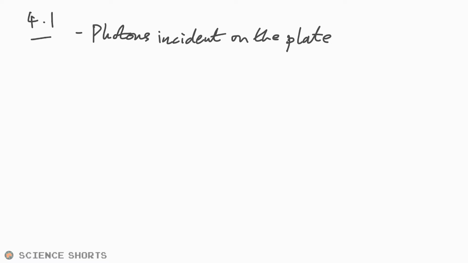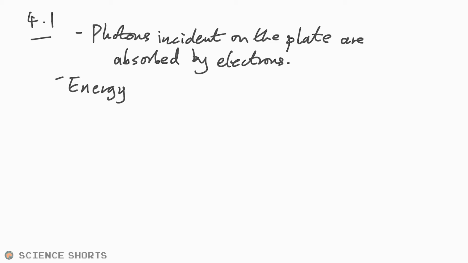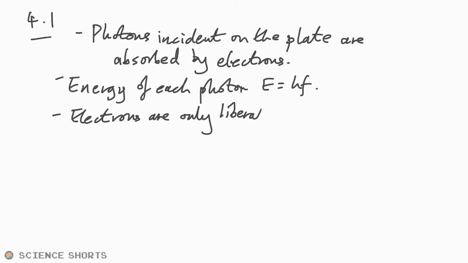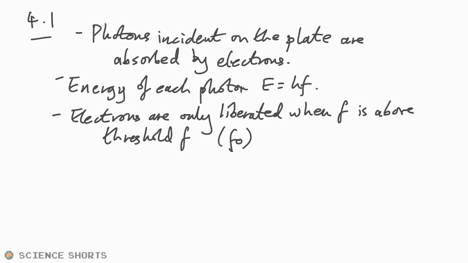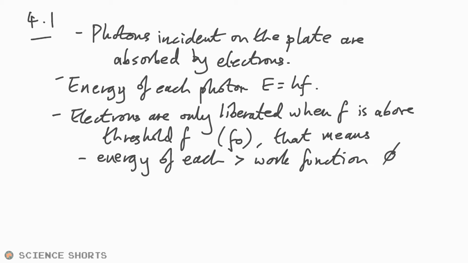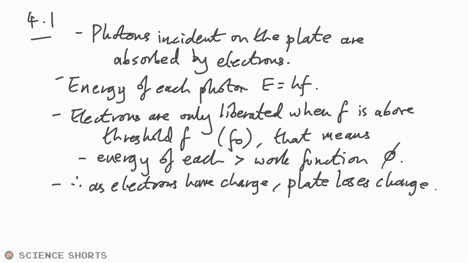We're just being asked to explain the photoelectric effect. Nice. So, photons incident on the plate are absorbed by electrons in the plate. Energy of each, and this is something that people often don't write down. You get a mark literally just for writing down energy of each photon, E equals hf. Always write that down. You'll get a mark for just writing that down. Electrons are only liberated when frequency is above threshold frequency, and we can call that f0. Or in other words, that means energy of each, this is probably another mark in itself, is greater than the work function phi. Therefore, as electrons have charge, plate loses charge. Of course, it's negatively charged, so it has lots of electrons, more electrons than it would do normally.